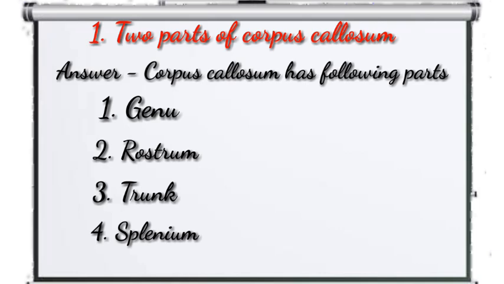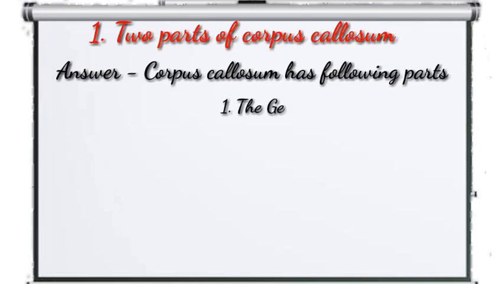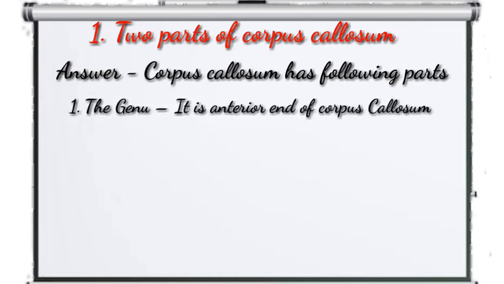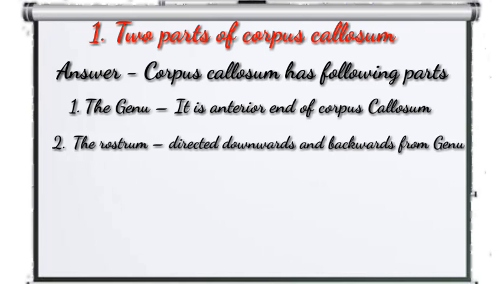And you can put the things in front of that answer. So what is the rostrum, what is the genu, what is the splenium, and what is the trunk? So genu, we know corpus callosum. Genu is the anterior end of corpus callosum. Number 2, rostrum, it is extension from the genu backward. It directs downward and backward. It is the extension from the genu.